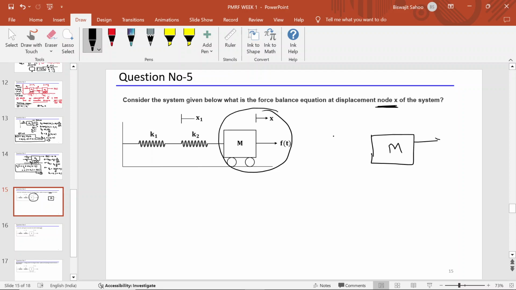There is an external force F of t on the right hand side, and there is a displacement x on the right hand side. Here he is not giving us the frictional coefficient. It is not given, so assume that B equals 0. To this body, what are the external forces opposing it? Definitely there is a spring connected, K2, and before that nothing is there.